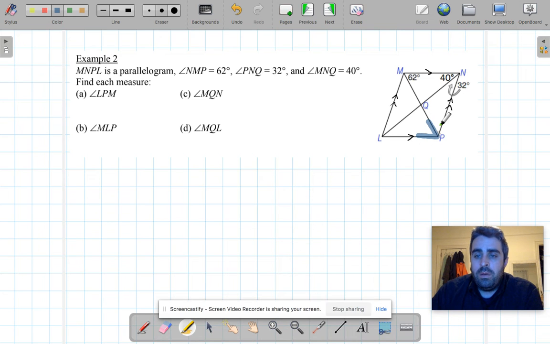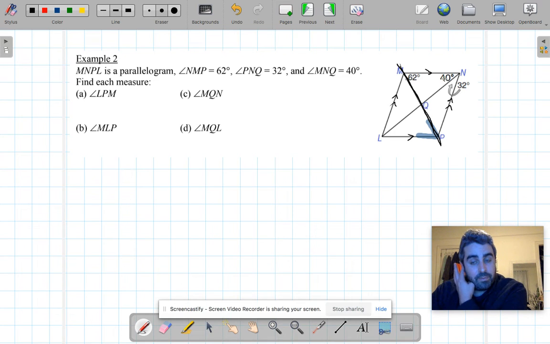LPM is this angle over here. And I know that MN and LP are parallel. And if I trace this transversal a little longer, you can see that it creates this set of parallel lines being cut by a transversal. And now we see alternate interior angles. We know from earlier in this year that alternate interior angles are congruent, so I can say that the measure of this angle here, QMN, is the same as the measure of angle LPM.